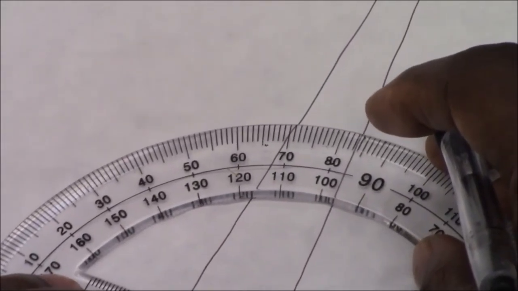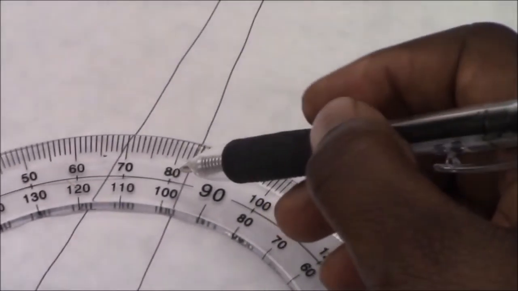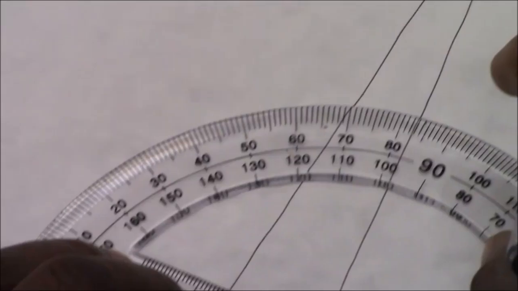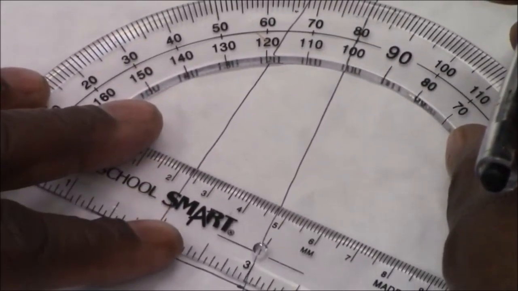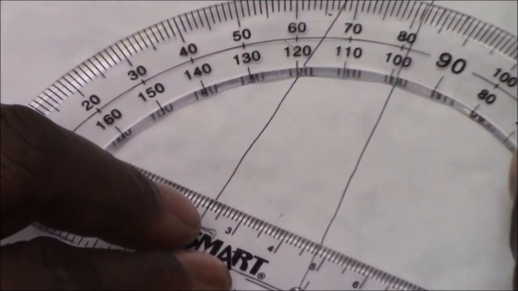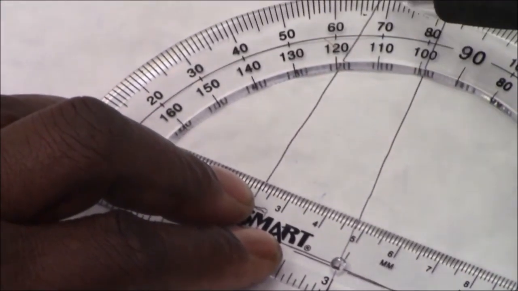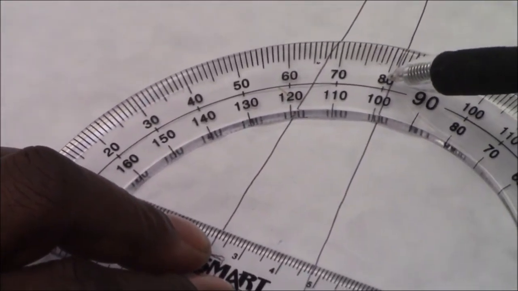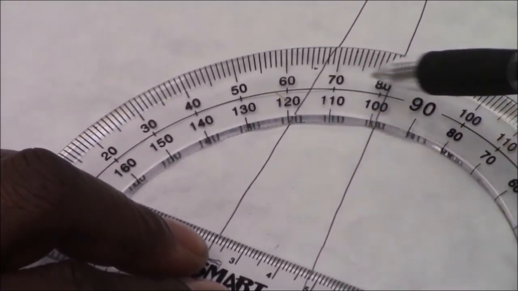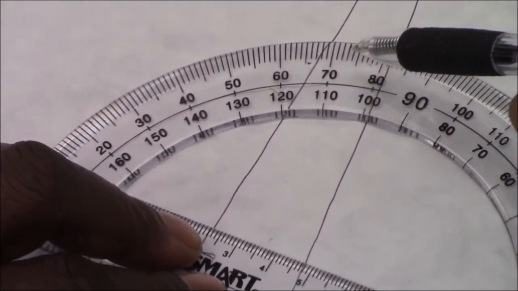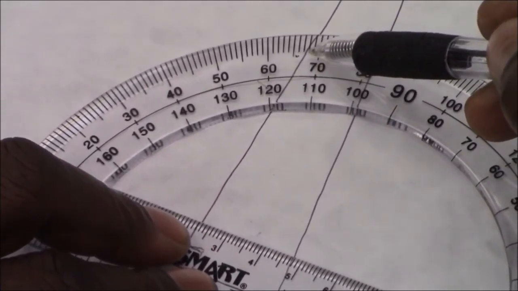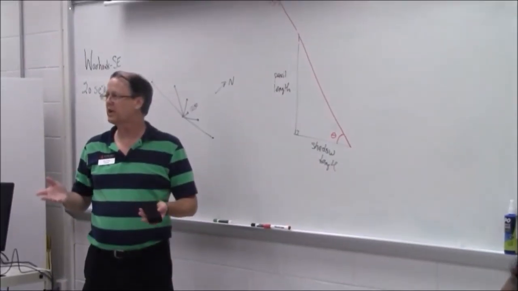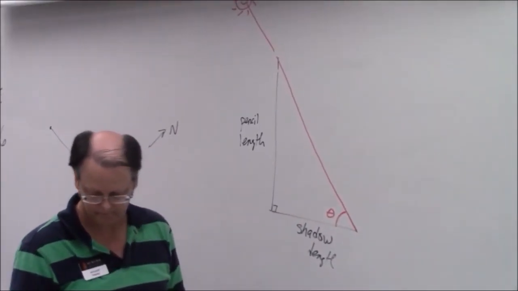Let's see, what do you get? That's not 80. It's completely not straight. That's about 10. Here to here is 10. So we can use some trigonometry.